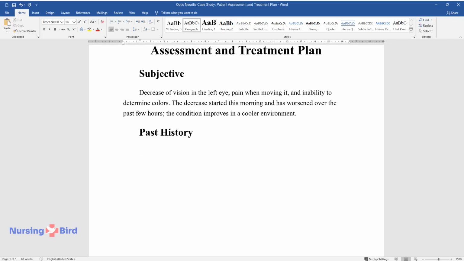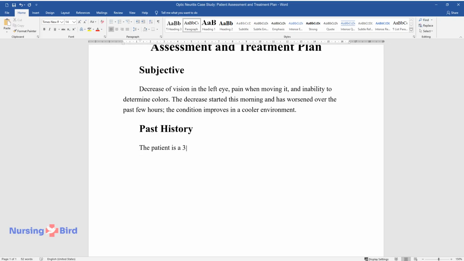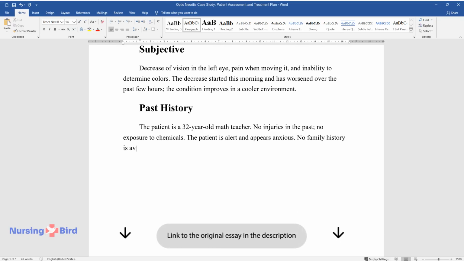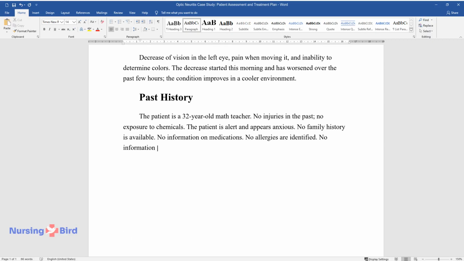Past history. The patient is a 32-year-old math teacher. No injuries in the past, no exposure to chemicals. The patient is alert and appears anxious. No family history is available. No information on medications. No allergies are identified. No information on immunization.